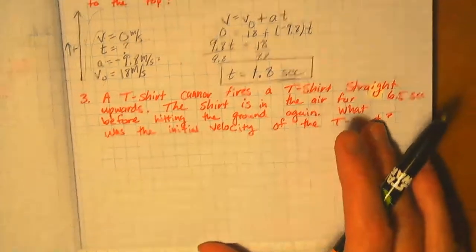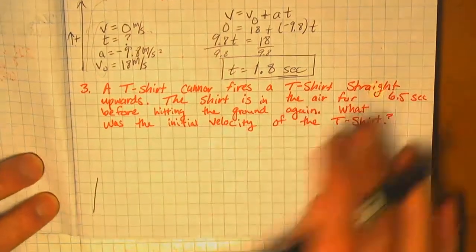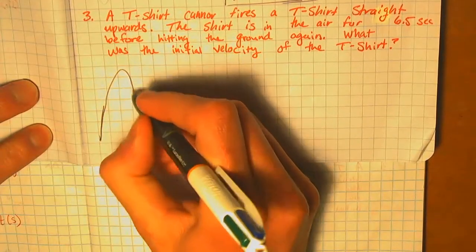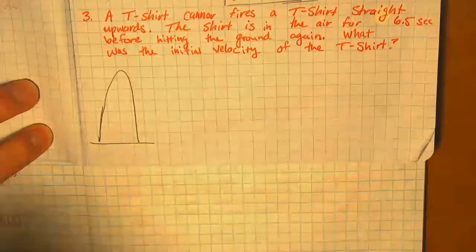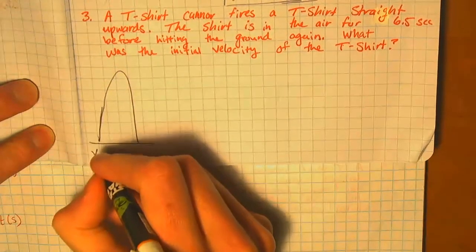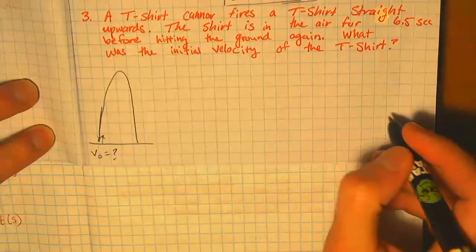Okay. So the t-shirt goes up, comes back down and hits the ground. So we would like to know v naught. That's what we want to know. What initial velocity was it thrown at?